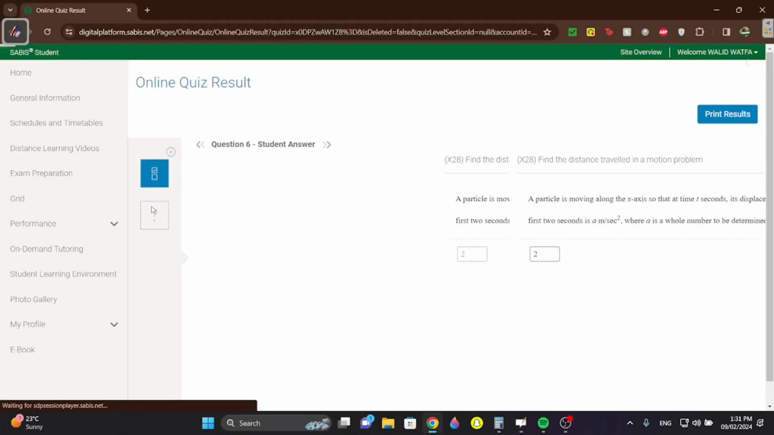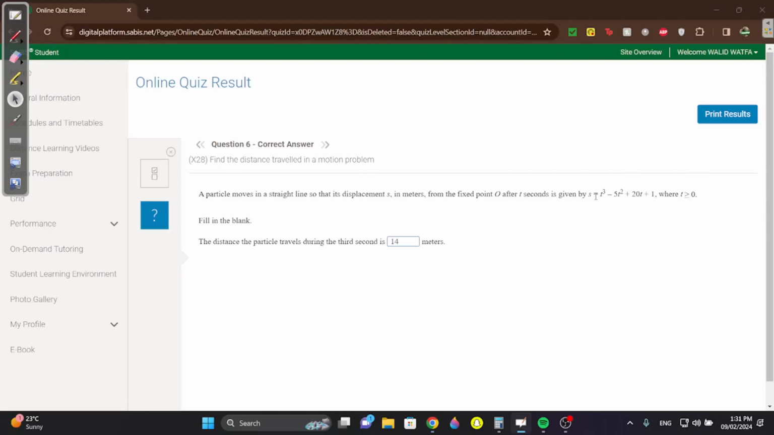Question 6. They gave you the displacement again in S. Don't know why in S. They want the distance during the third second. Okay, this is a bit tricky. The distance, they're talking about displacement. During the third second, that means they're talking about the distance traveled between the second and the third second. You pass the second, and then you're going to the third second. So in between the second and the third second, how much distance did you travel?